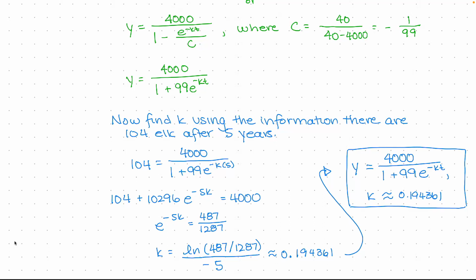Now this is what I'm talking about. K is this ugly decimal, and on the AP they're going to expect that you don't round until the very end. So when you're typing in the formula to use later, you can either type in that K is the natural log of 487 over 1287 divided by -5, or just store this decimal in your calculator. I stored it into one of the variables and then referred to it later.